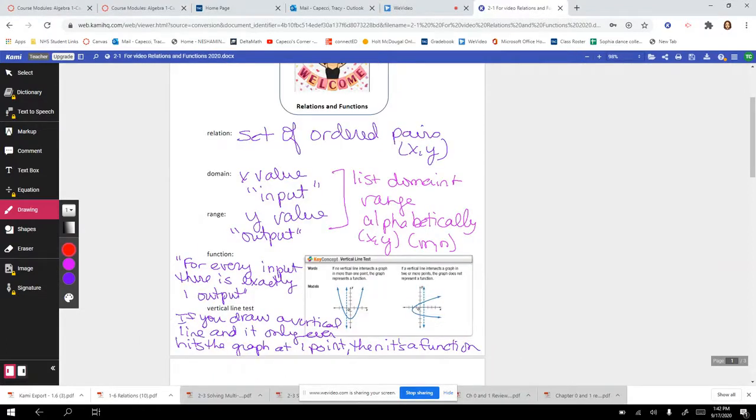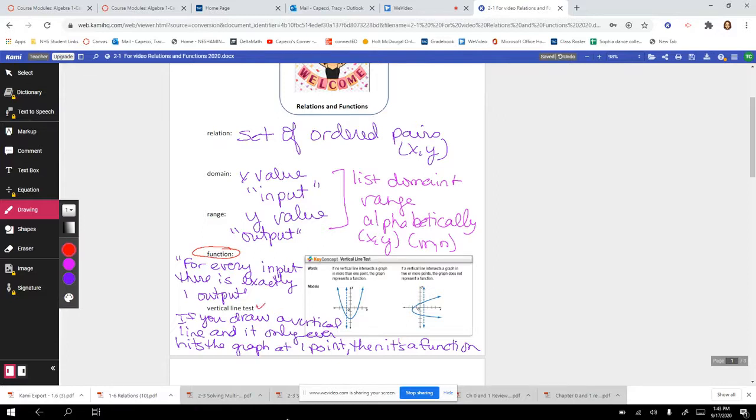Now we're going to look at function. A function states for every input, there's exactly one output. That's the phrase that math teachers say again and again. And what that really means is a relationship in which the domain X is paired with exactly just one range.